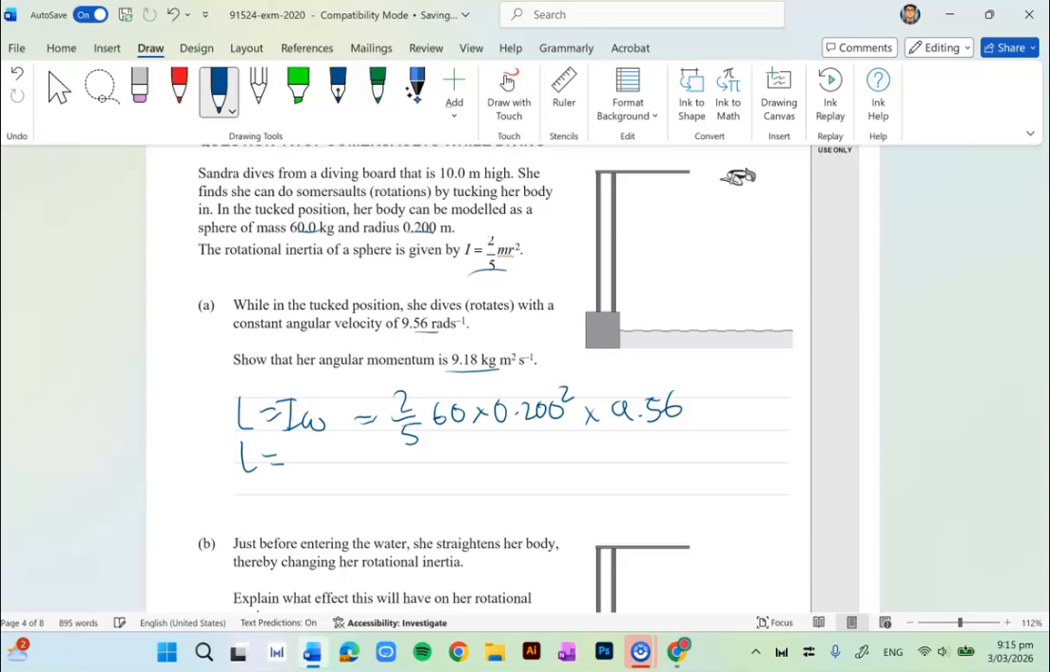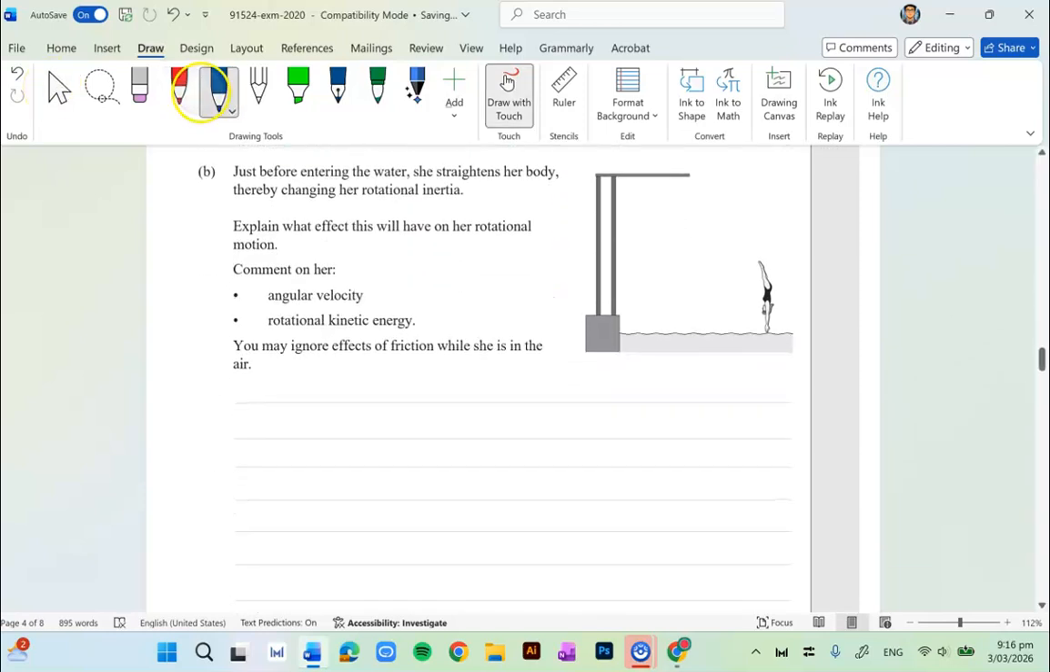5 times 60 times 0.5 squared times 9.56. That is going to be 9.117, and that is rounded to 9.8. Right, next. Cool. Explain question.